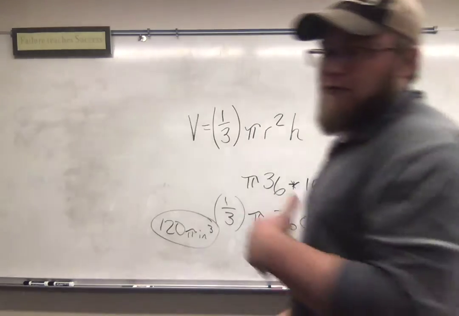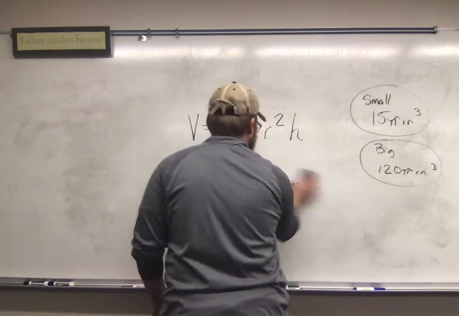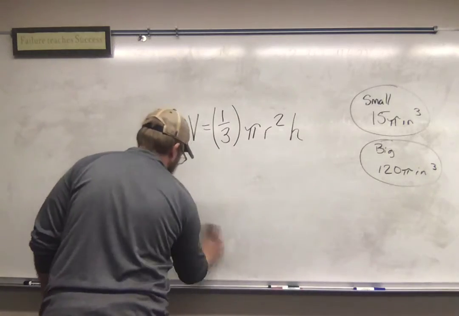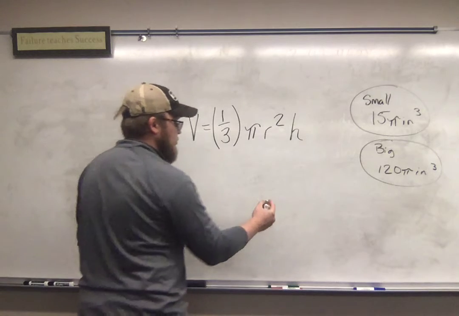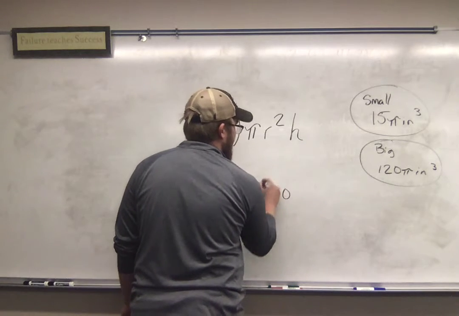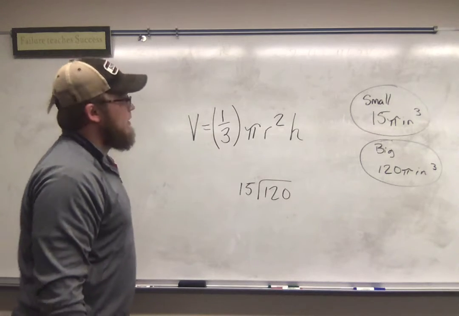Okay, and now for the last part, which I will erase this, it wants to know how much bigger it is. I'm just going to take those answers and divide them. I'm going to take 120, the big number, and divide it by 15 to see how many times it goes in.